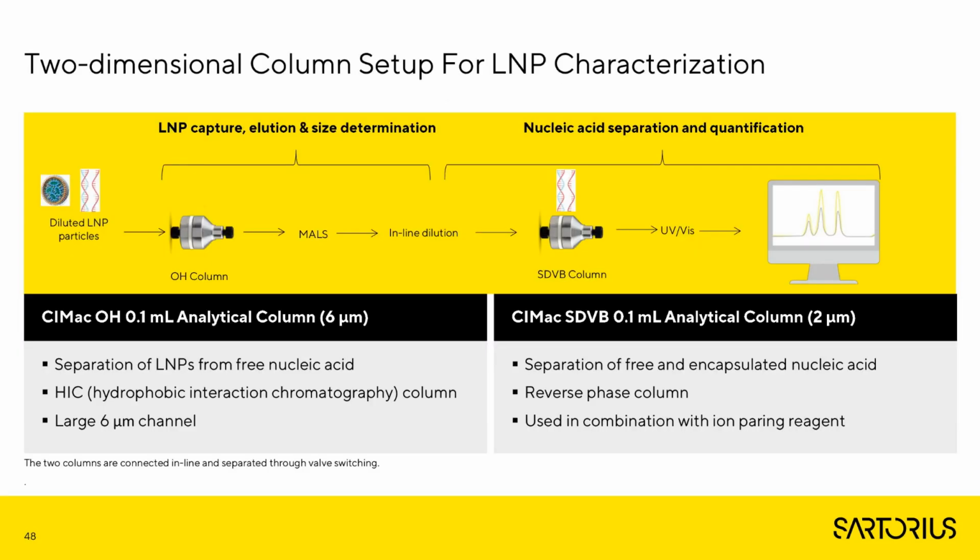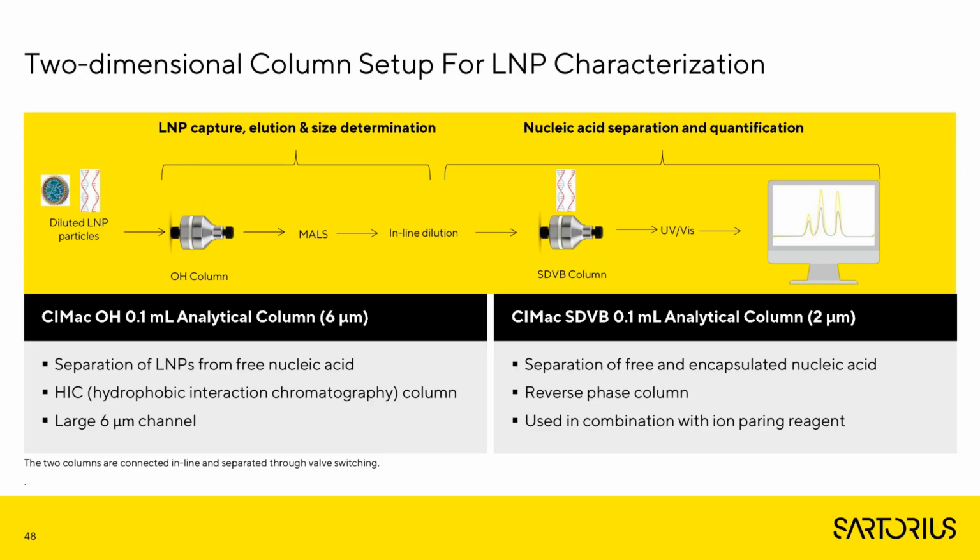So we utilize one hydrophobic interaction chromatography column, the OH column, to selectively capture the particles. And then the free nucleic acids or your free targeting ligands don't bind to this column and they will go past and bind to the second column, where they will get eluted and analyzed using reverse phase ion pair chromatography. With this type of chromatography, we're able to detect the nucleic acids, quantify them from a calibration curve, and we're then also able to say something about their quality, because we can do an RNA fragmentation study with that type of column.